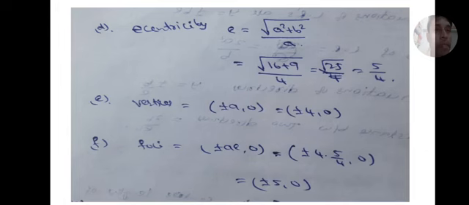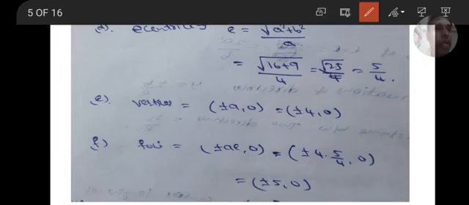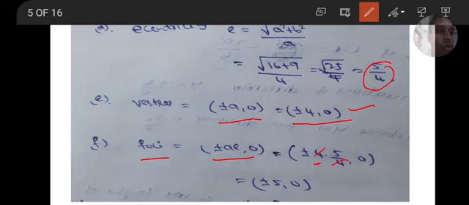Next, eccentricity formula e equal to square root of a square plus b square by a. A square means 16, b square means 9, by 4. 16 plus 9 means 25 by 4, root 25 means 5 by 4, that is the eccentricity e value. And vertices plus or minus a comma 0, that is plus or minus 4 comma 0. And foci plus or minus ae comma 0, a means 4, e means 5 by 4, 4 cancel, comma 0, that is plus or minus 5 comma 0.